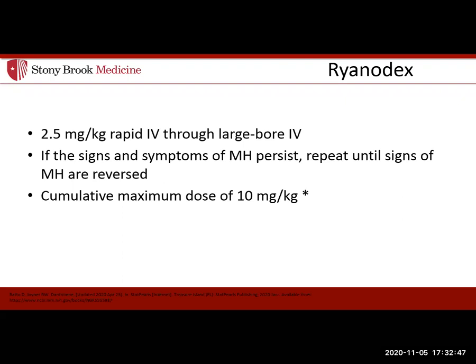And the way Ryanodex works is the symptoms of malignant hyperthermia, if reversed, should stop almost immediately after the Ryanodex is given. The onset of action is almost 1 minute or less. So it is a very rapid acting medication.